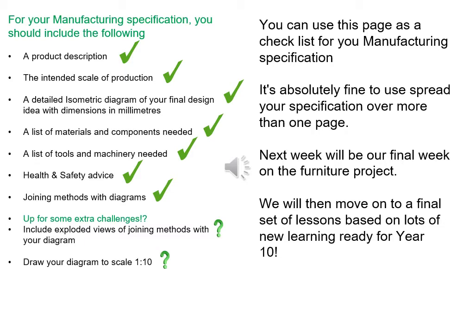So a product description. This, you don't need to explain why you decided on certain colours and why you decided on different things. It's literally just telling the manufacturer what the product actually is. Okay, so you don't need to talk about the target market or anything like that.